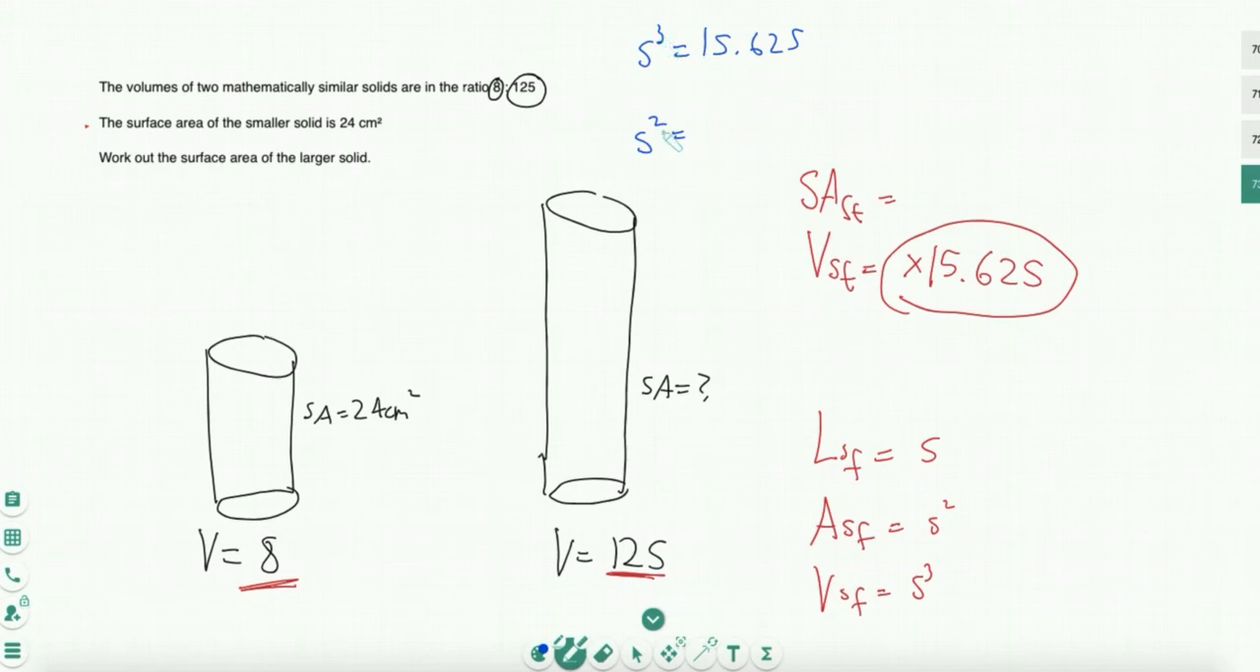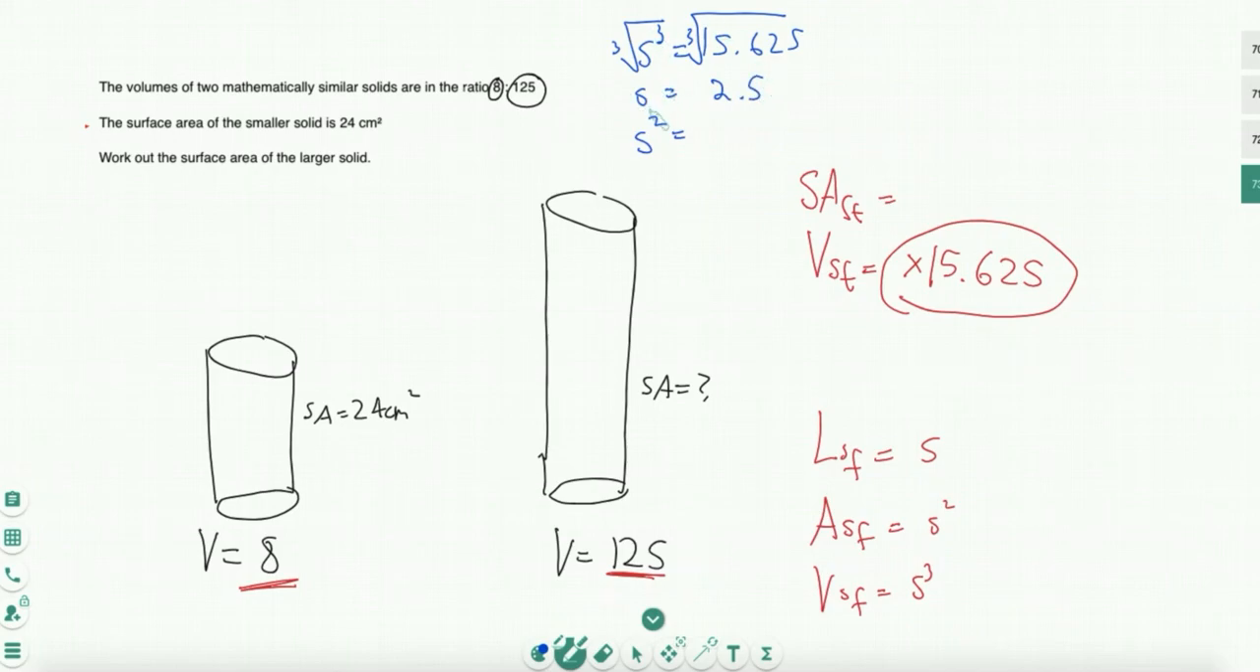How do you get from s cubed to s squared? This is pretty tricky. What I recommend in this question is to first find the length scale factor, so to find s. So how do we go from s cubed to s? Well, let's get rid of this cube sign. We have to cube root both sides. Cube and cube root cancel out, leaving us just with s. And the cube root of 15.625 is 2.5.